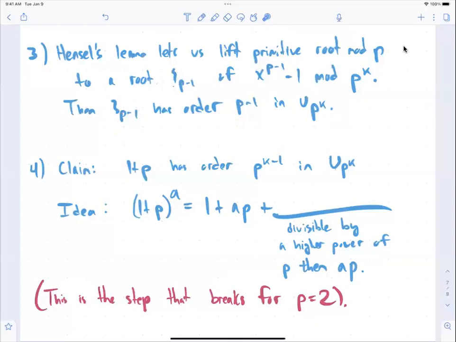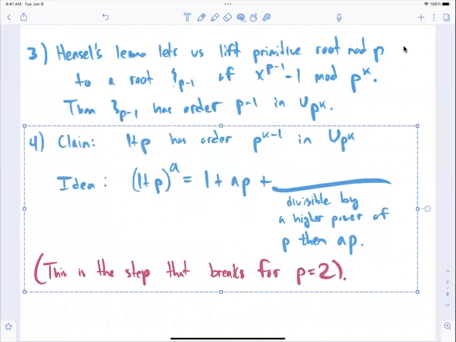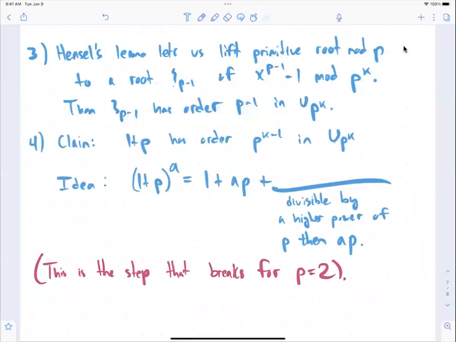And then the last thing we need to do is find an element of order p to the k minus 1. I claim that 1 plus p has order p to the k minus 1 in the unit group mod p to the k. Basically the idea is, if you look at 1 plus p and raise it to some power a, and expand that out, that's going to look like 1 plus a times p plus some other stuff that involves powers of p and binomial coefficients with a. The next term would be a choose 2 times p squared, and so on.